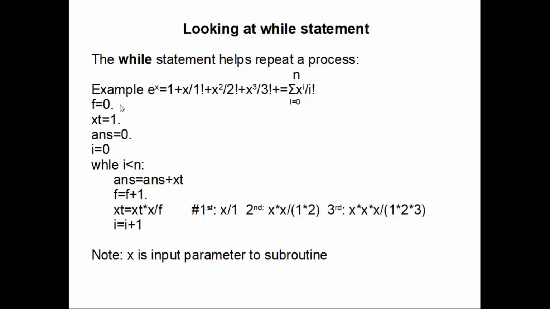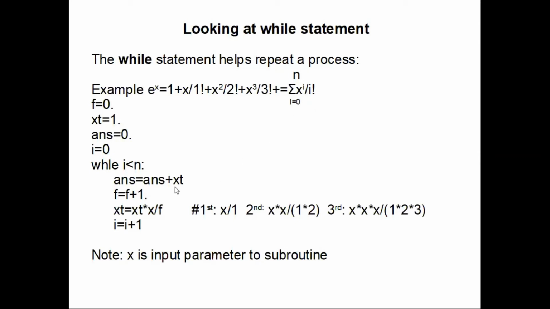And now we have starting parameters. We have an answer, which is going to hold the value of e to the x, and we have our counter. You'll notice that our counter goes through this loop n times, which we could set n as 10, 100, or whatever we feel is needed. And xt represents the x. You'll notice we start the xt off at 1 because i equals 0, x to the 0 power is 1.